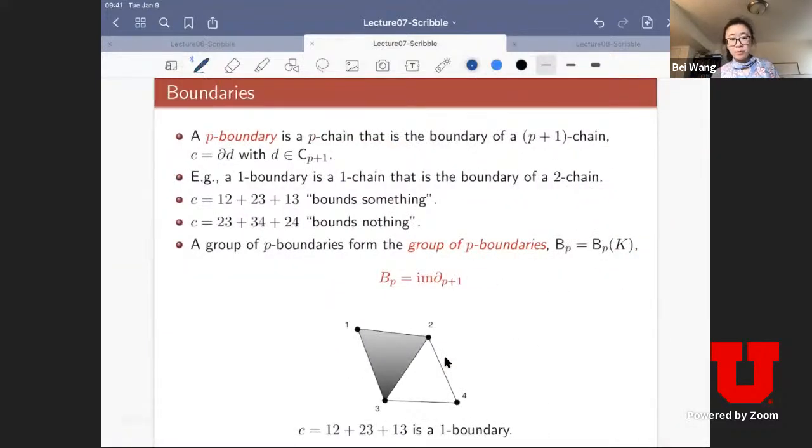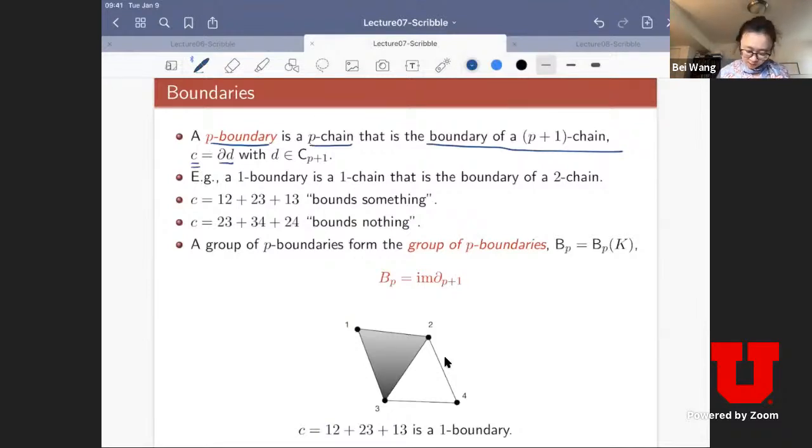And now I need to define one more definition. A P boundary is a P chain that is a boundary of a P plus 1 chain. So that means that C is part of the boundary group if it is a boundary of some higher order simplices, or higher order chains, okay? So when I say it's a boundary, it means it bounds something versus bounds nothing. So again, this is going pretty fast, so feel free to stop me if you need some time to digest. So for example, a 1 boundary is a 1 chain that is a boundary of a 2 chain, okay? How do I decide on that?